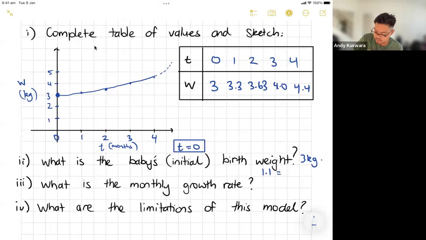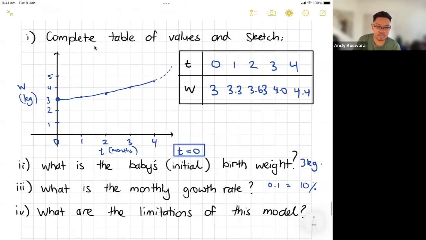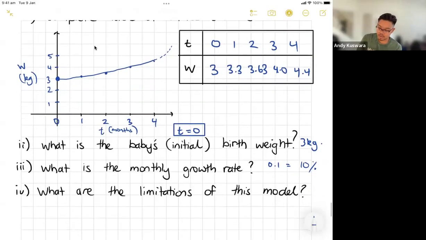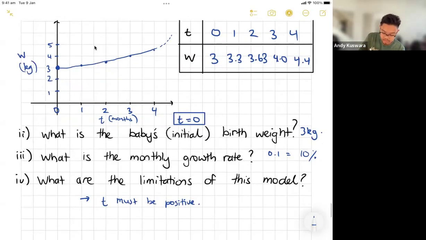means that there's an increase of 10%. So that means each time we're increasing by 0.1, and that's the same thing as saying 10%. So each month, it grows by another 10%. Now, what are the limitations of this model? Very similar to some of your quadratic models. Time must be positive. And also, something to note about a model like this, it's only used for the first 4 months.